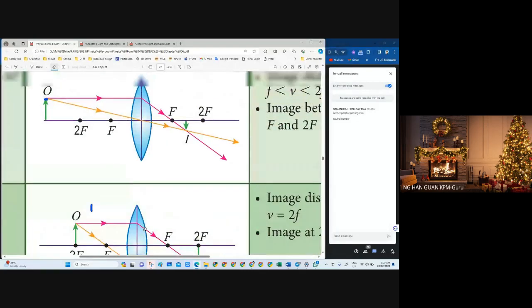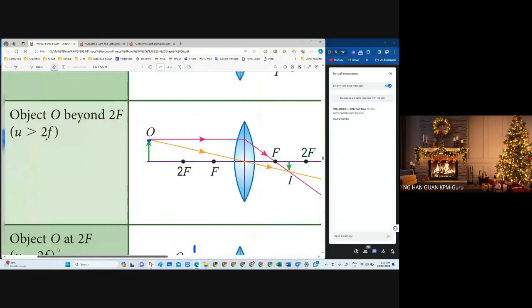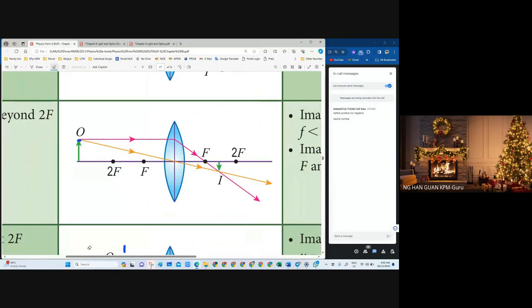Let's say for example I use this one, for the object more than 2F. How are we going to apply the calculation?